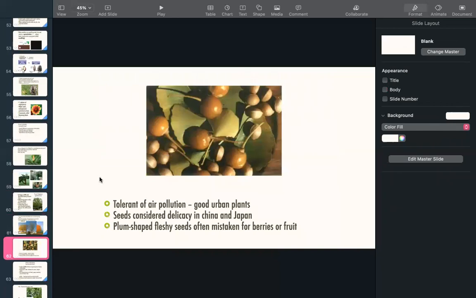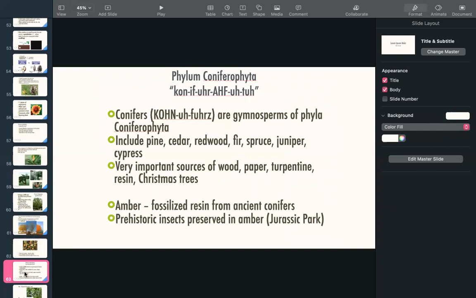Another unique thing about them is you can see here's the leaves. They look like little fans. And these are the fleshy seeds of the ginkgo, which look like berries, but they're not berries or fruit. So that's what makes ginkgo special.